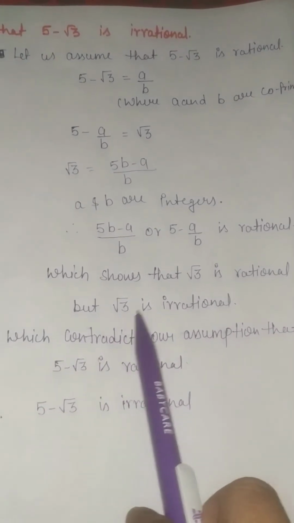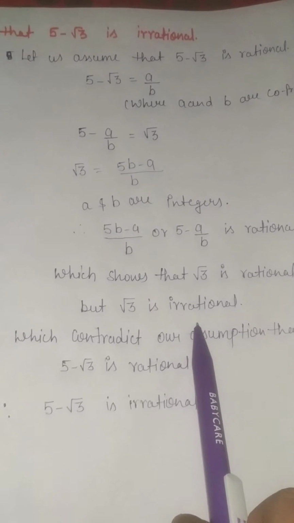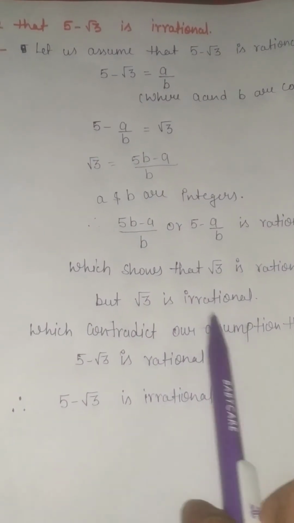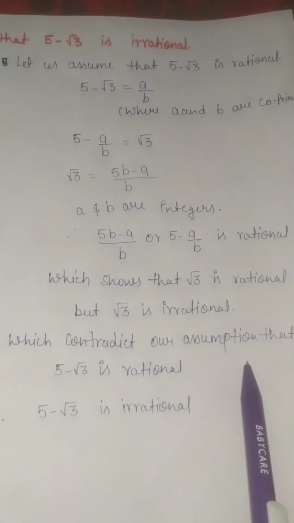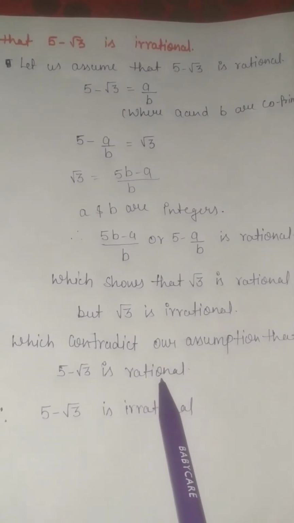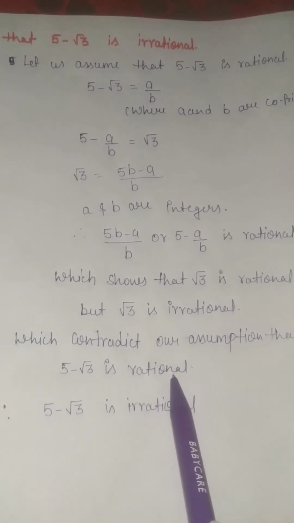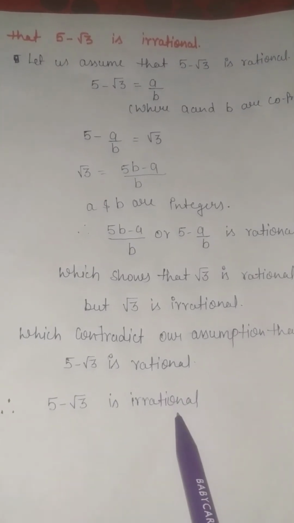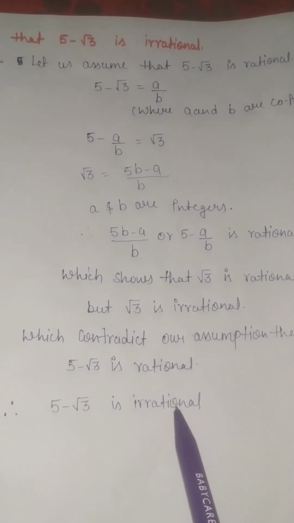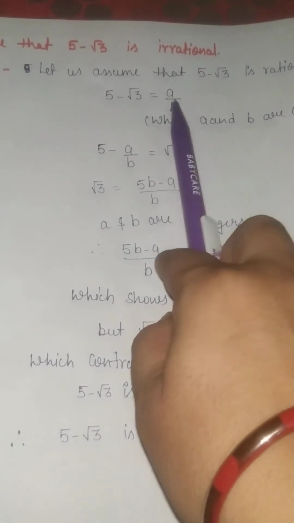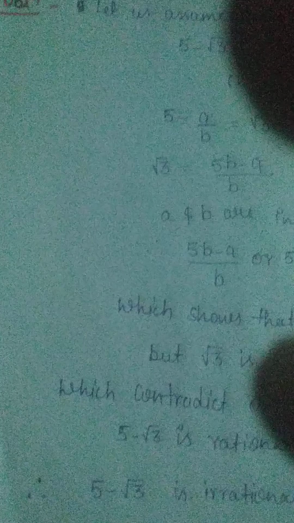But root 3 is irrational. We know that, we have proved it, and you can prove it here also. That contradicts our assumption that 5 minus root 3 is rational. So it means our assumption is wrong. Therefore we can say 5 minus root 3 is irrational. What we have done, I am revising it again. Let us assume 5 minus root 3 is rational, so it is equal to a upon b.